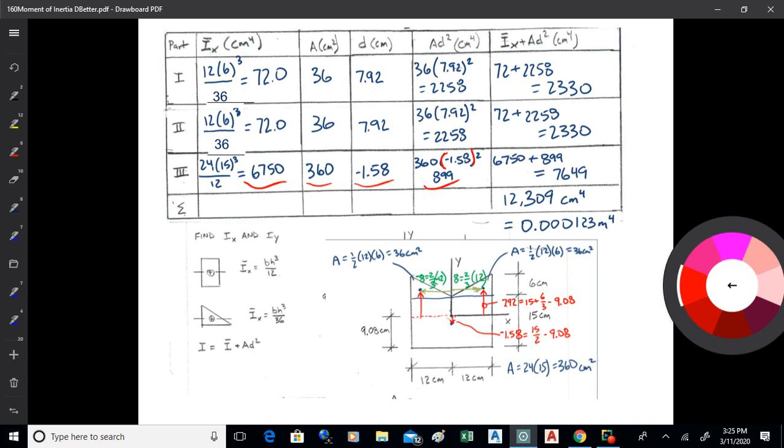Okay. So then we're gonna take 899 plus 6750, we get 7649, and we just add this stuff up, and we get the total moment of inertia, 12,309. Okay. So that's how that's figured out. So we want to be able to build a table and plug stuff into it, and then we'll figure out moment of inertia. That's the approach I like to use on this for these more complicated problems.